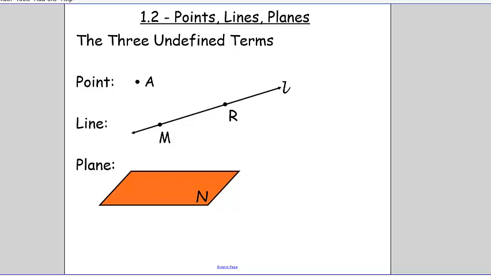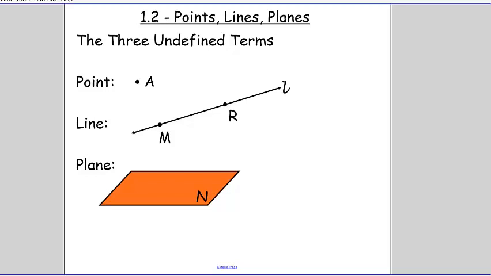Today what we're going to be talking about is points, lines, and planes. Now in geometry we're going to be dealing with a lot of different definitions and postulates and axioms and theorems. There are three terms that we cannot define in geometry. The first one is a point.